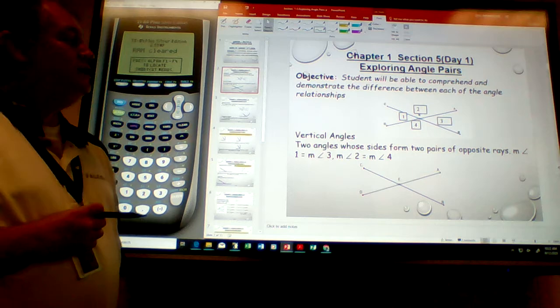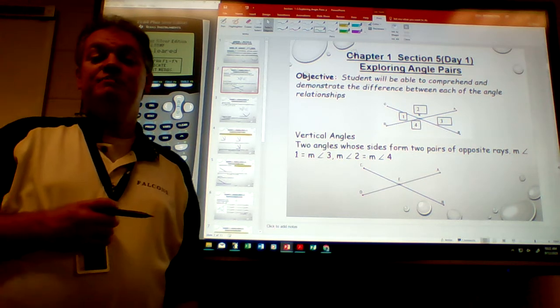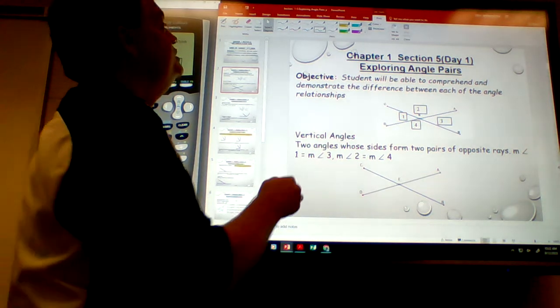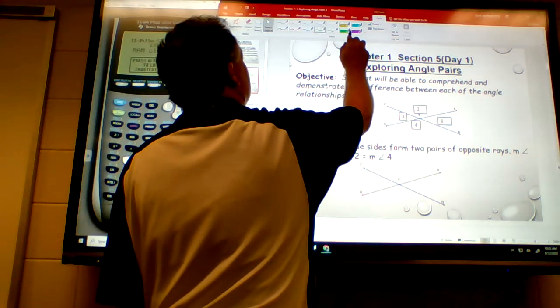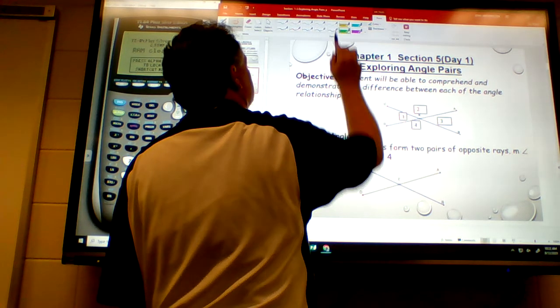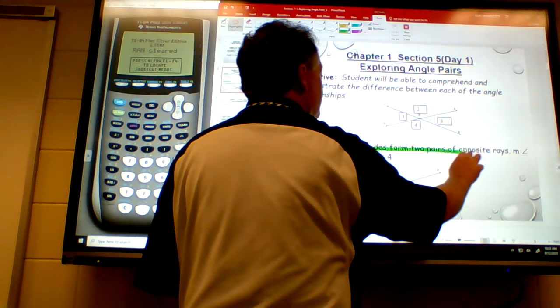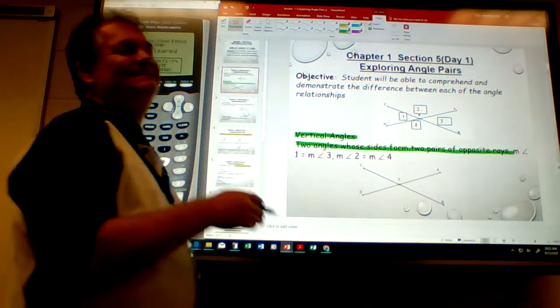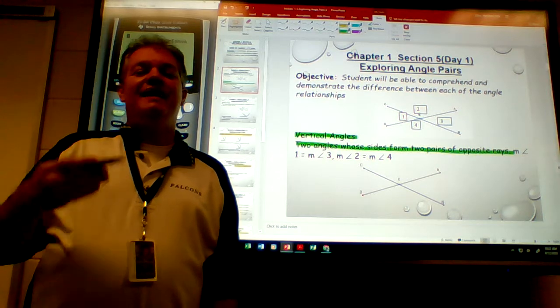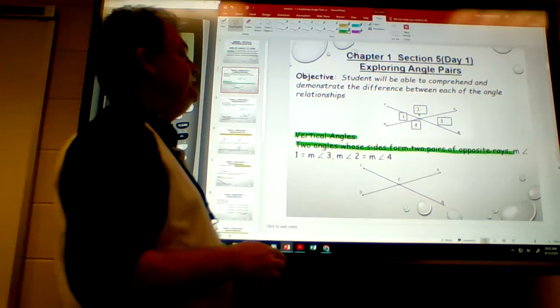All right. The first angle relationship we're going to talk about is probably one of the most important in geometry, and that is vertical angles. Okay. So, vertical angles. By definition, when angles are vertical, it's two angles whose sides form pairs of opposite rays. Okay, that's the book definition. That may not make a whole lot of sense right now, so let me put it in layman's terms.